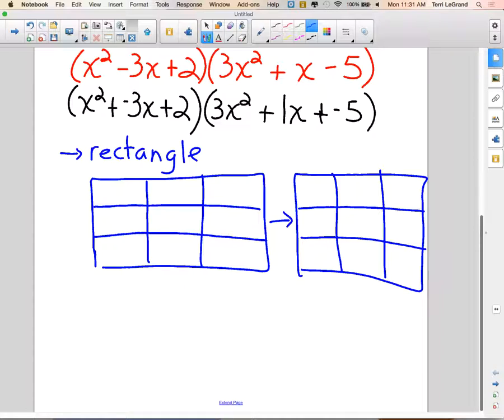So, first of all, we need to set up our terms. Does it matter which one goes on which side? No. Okay, so x squared, negative 3x, positive 2, 3x squared, 1x, negative 5. So let's just show our multiplying here. We're going to take the 3x squared and multiply it times the x squared. If you want to go straight to the result, you can. Let's do that. What would be the product over here in our product rectangle? 3x to the 4th power.